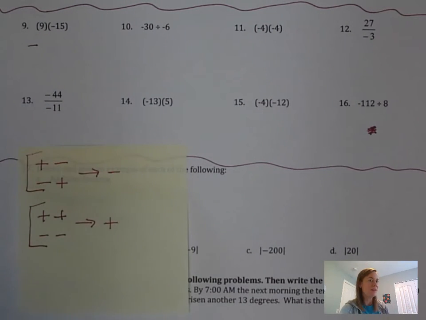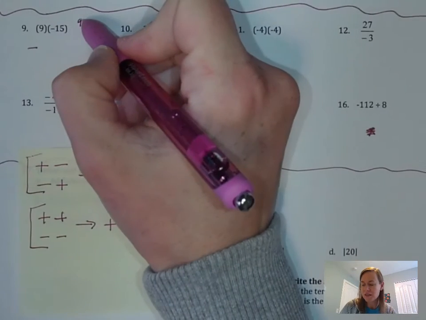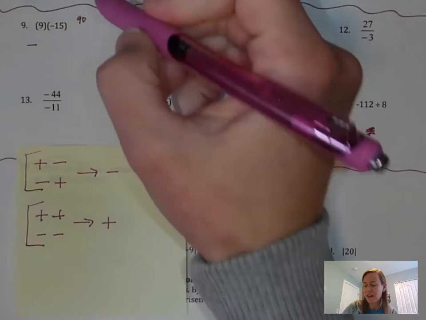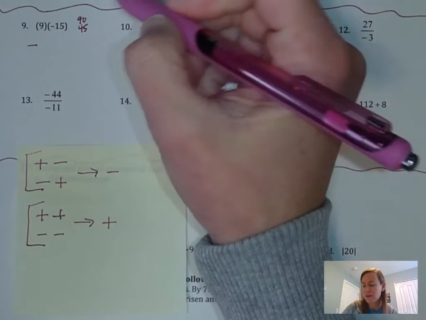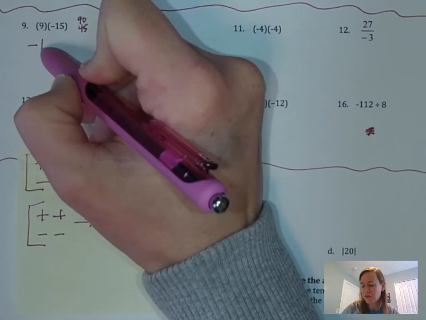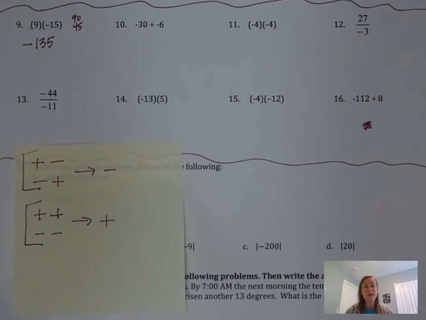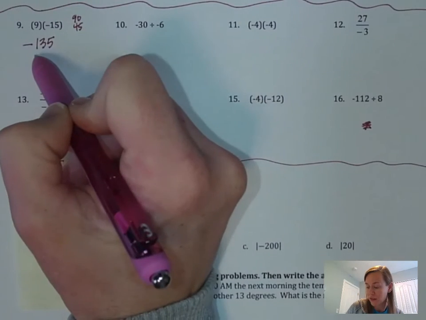Now we just have to deal with 9 times 15. So how are we going to think through that? I might say 9 times 10 is 90. Just jot that down. And then 5 times 9 is 45. Then you add those together and you're going to get 135. So your answer is going to be negative 135.